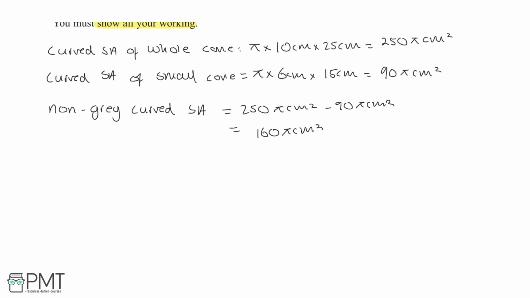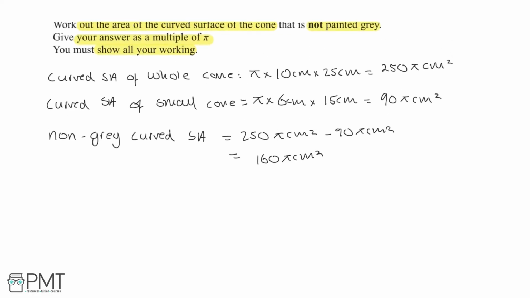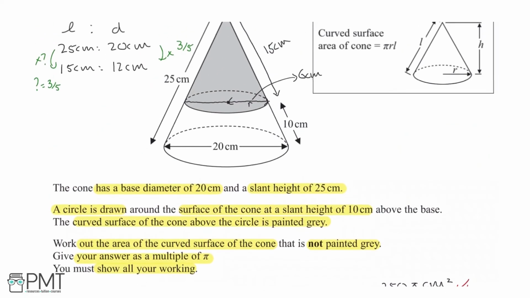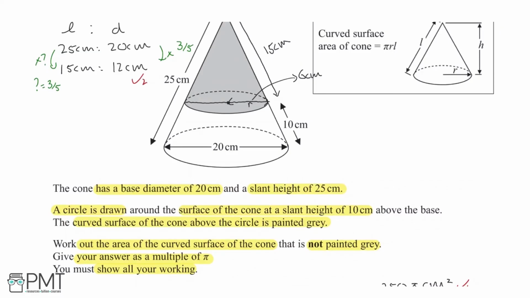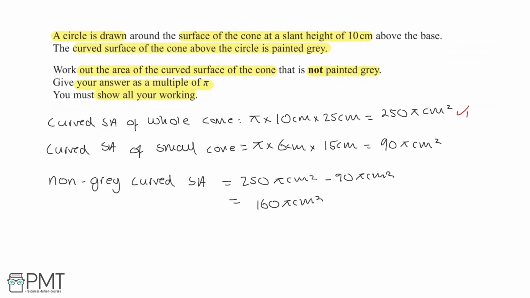So this question is worth 4 marks. The first mark comes from finding the curved surface area of the whole cone. The second mark comes from a process to find the diameter of the smaller cone, or the radius. It doesn't really matter which one you've done, as long as you use it correctly. The third mark comes from a complete process to find the surface area of the small cone, as we have done here. And the fourth mark comes from the correct final answer.